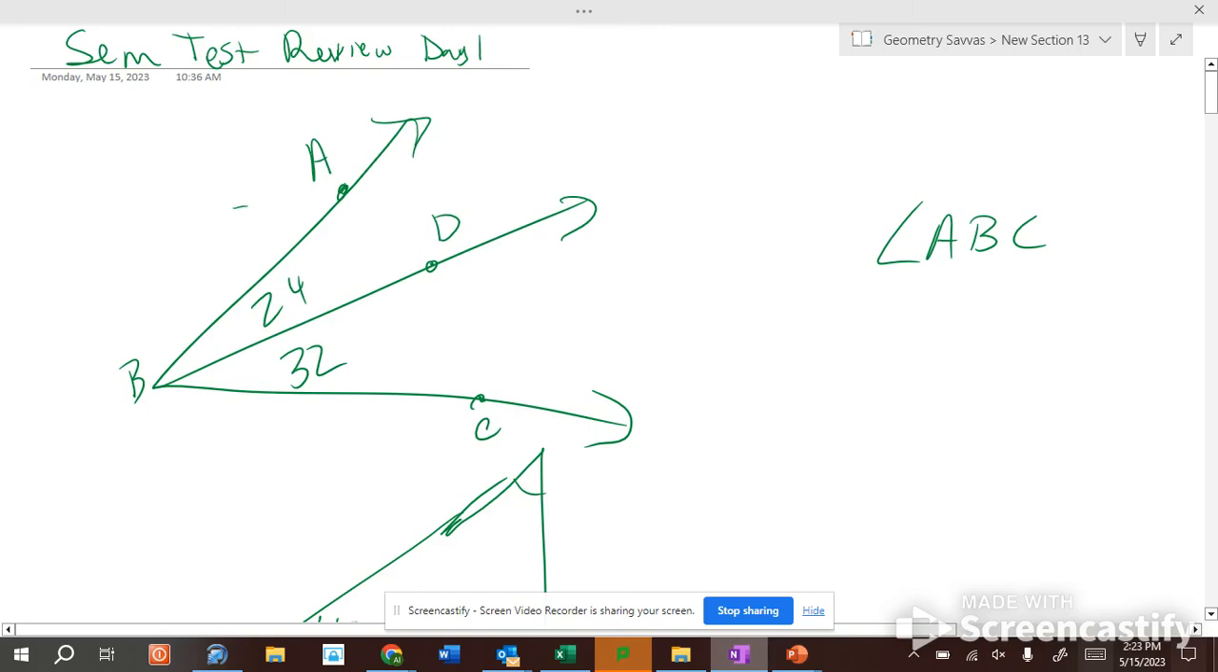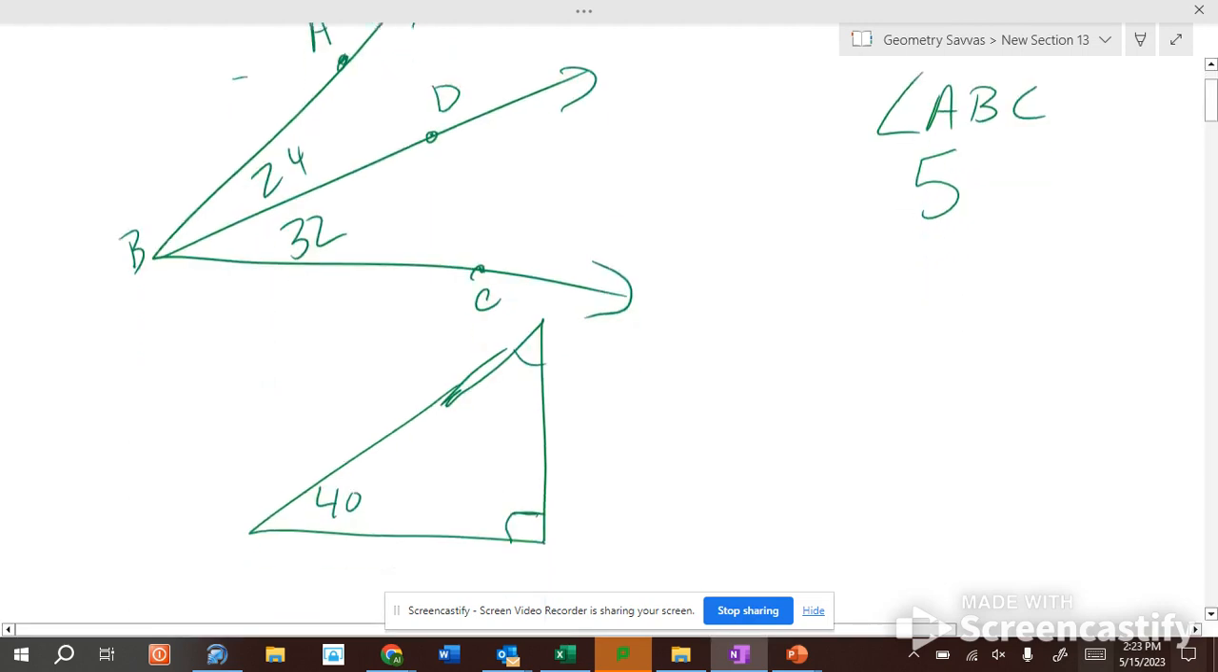How big is angle ABC? How big is angle ABC? Could it be 56? Yes, the answer is 56. We just add those two angles together. That's the angle addition postulate from the first semester.